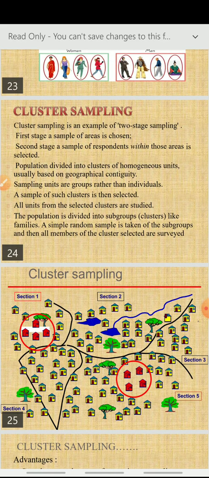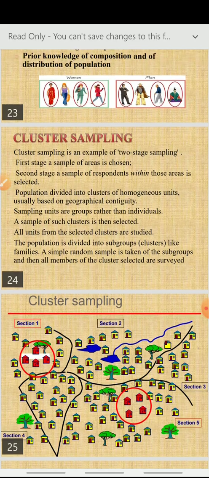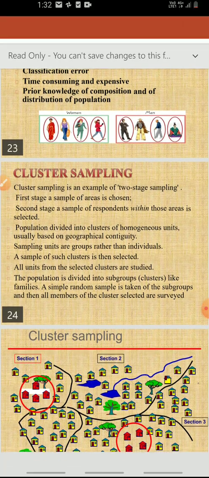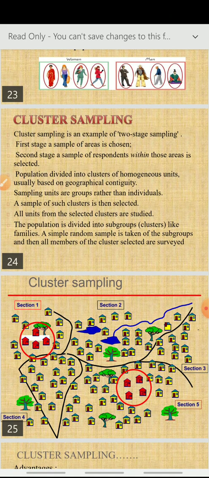Similarly to the strata, but the difference lies here: in stratified sampling we get a sample from each stratum, but in cluster sampling we consider the cluster as the sampling unit. That is, we are doing the study on the whole cluster. All units from the selected clusters are studied. That is nothing like strata, where we get the data from each stratum. So sampling units are groups rather than individuals in cluster sampling.